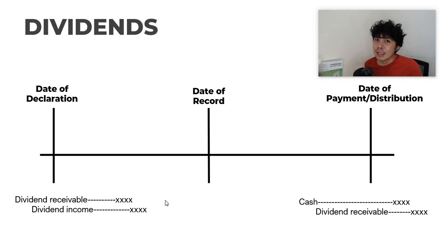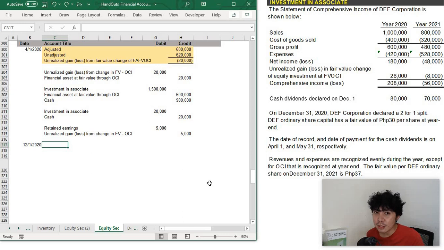Kailan lang tayo magde-debit cash? Kailan natin siya marireceive? Siyempre, at date of payment or distribution. Dito tayo nagde-debit cash and instead of crediting dividend income, credit tayo dividend receivable. So, ito yung usual journal entries kapag tayo ay may cash dividend, property dividend, or scrip dividend. So, ito bang journal entry na to also applies to equity method? So, ano ang ating journal entry kapag tayo ay mayroong right to receive the dividend under equity method?